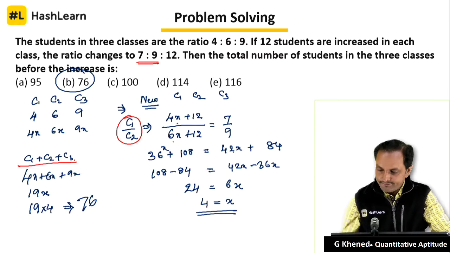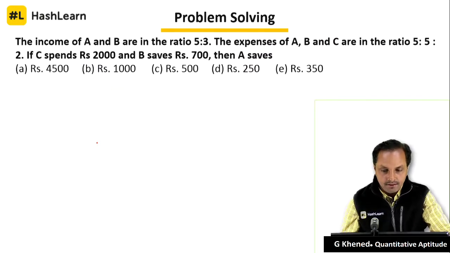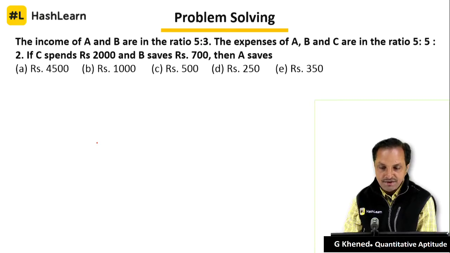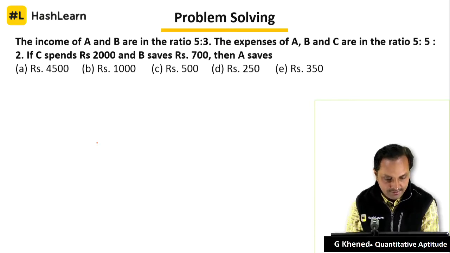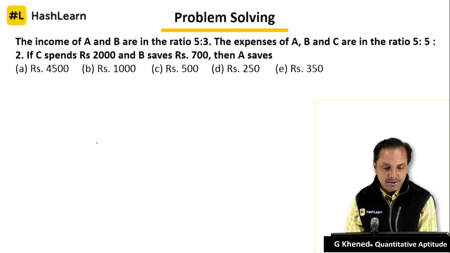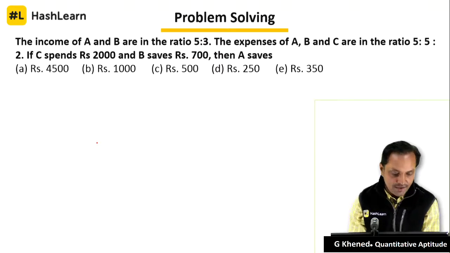Okay, let us go to the next example. The incomes of A and B are in the ratio 5:3, the expenses of A, B, C are in the ratio 5:2. If C spends 2000, B saves 700, then how much does A save?